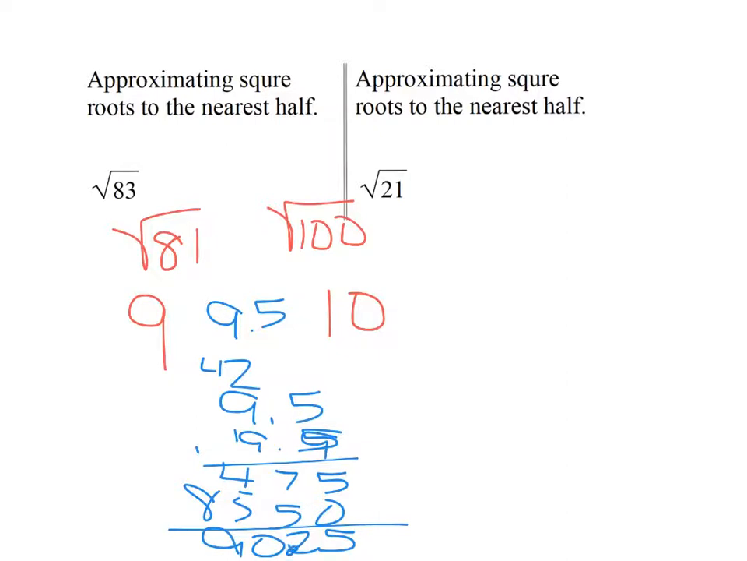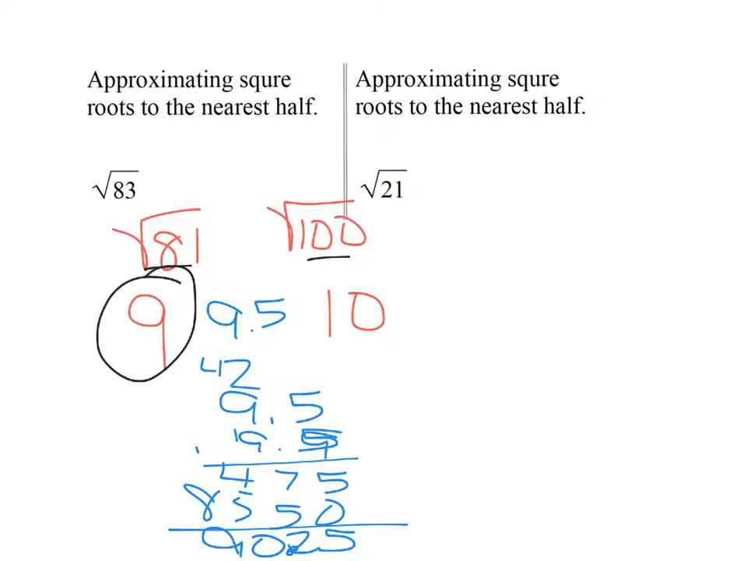So now to get my final answer, I want to decide, is 83 closest to that 81, 90.25, or is it 100? Well, it's going to be between 81 and 90.25. It's 2 bigger than 81. It's quite a ways. What is it? 7.25 from the 90.25. So my final answer I would say it is closest to 9.0 or just 9.